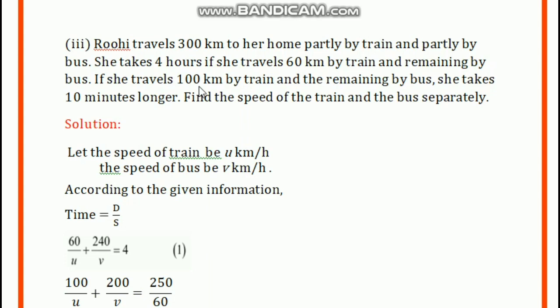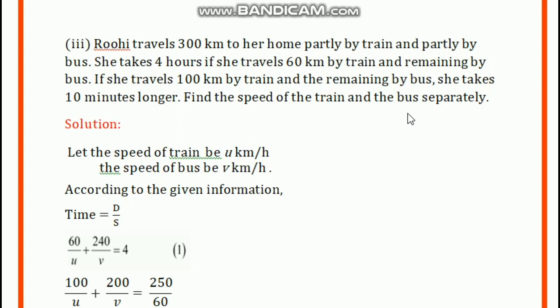If she travels 100 km by train, the second condition, and the remaining by bus, what is the remaining? 200 km by bus. She takes 10 minutes longer. In case she is using the second condition, she is taking 10 minutes longer. Then find the speed of the train and bus.